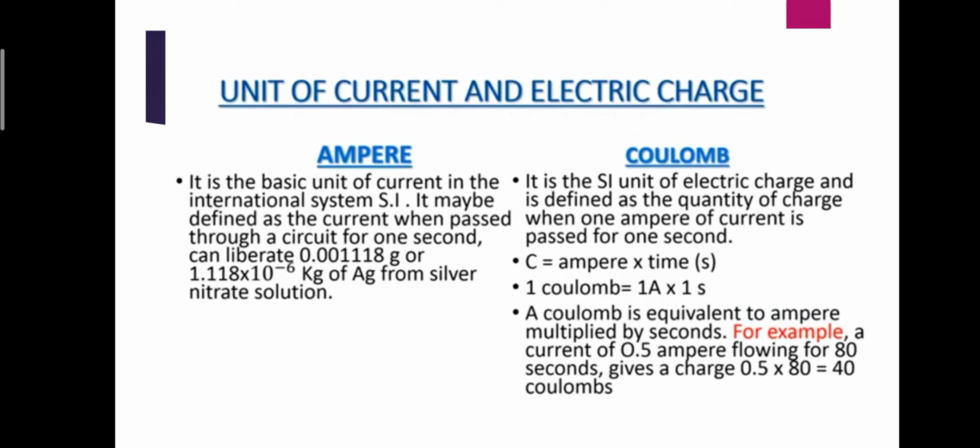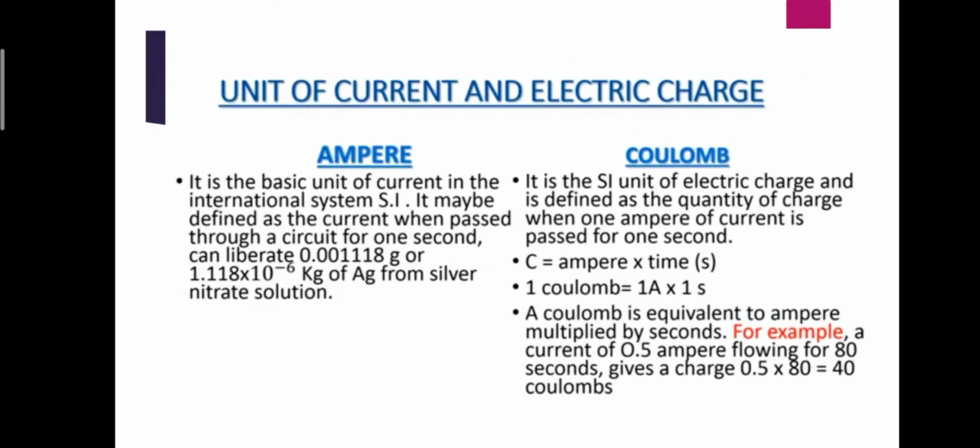Now the unit of current and electric charge. The unit of current is ampere. It is the basic unit of current in the international system or SI system. It may be defined as the current when passed through a circuit for 1 second can liberate 0.001118 gram or 1.118 into 10 raised to the power minus 6 kilogram of silver from silver nitrate solution.